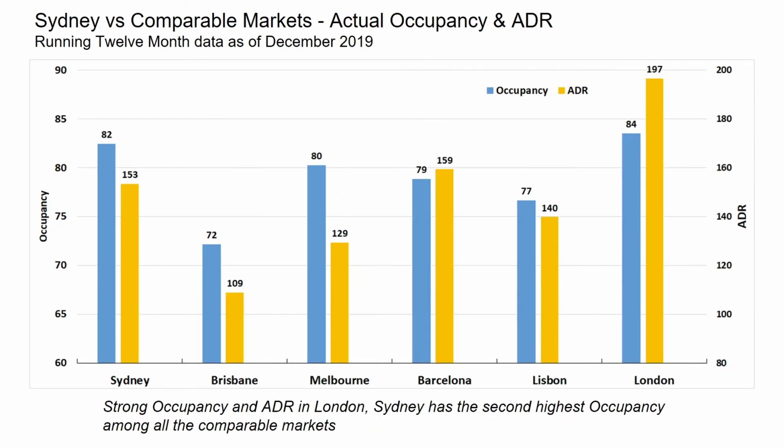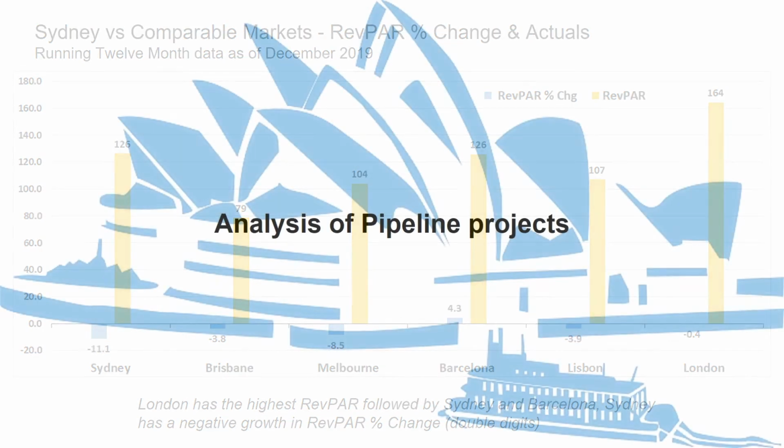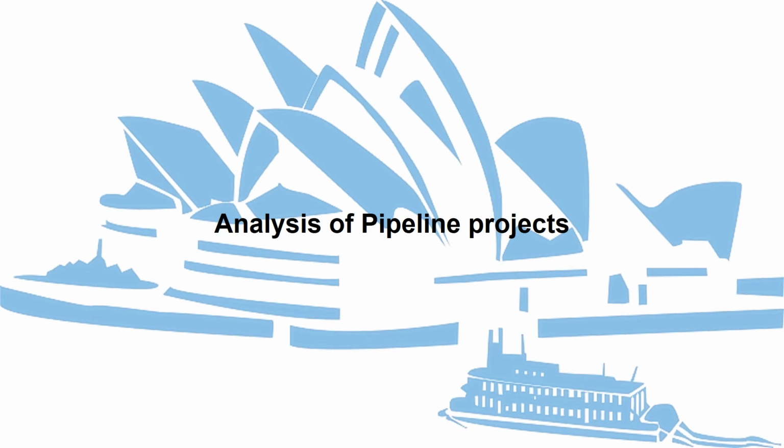Moving on to compare the actual occupancy and ADR of our 6 markets, London has the highest occupancy and ADR, while Sydney has the second highest occupancy, and Brisbane has the lowest occupancy and ADR. The last graph with market breakdowns is to compare RevPAR percentage and the actual RevPAR. London has the highest RevPAR, 164, followed by the same RevPAR in Sydney and Barcelona, and Sydney has the lowest RevPAR percentage change.